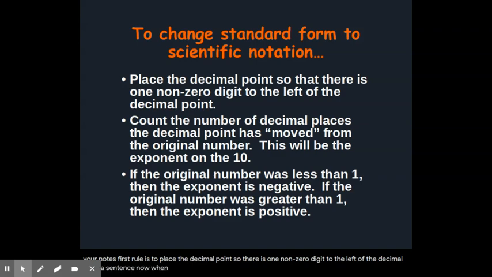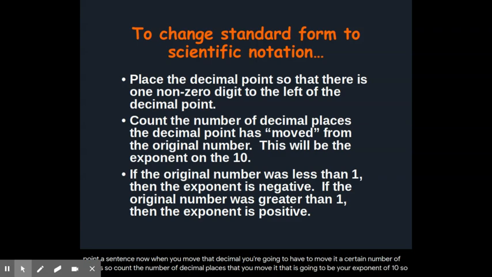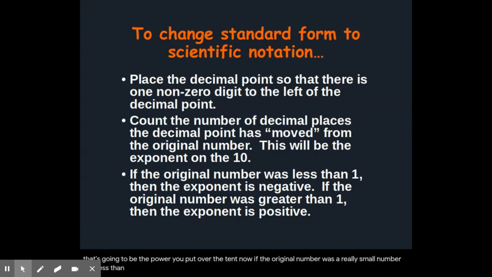Now, when you move that decimal, you're going to have to move it a certain number of places. So count the number of decimal places that you move it. That is going to be your exponent of 10. So that's going to be the power you put over the 10. Now, if the original number was a really small number, was less than 1, then the exponent is going to be negative. If the original number was greater than 1, then you're going to have a positive exponent.